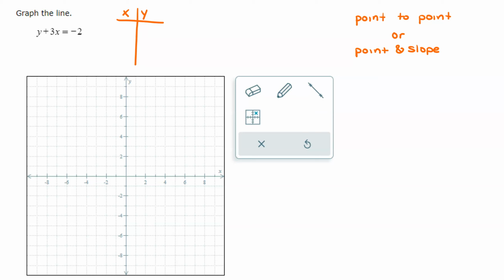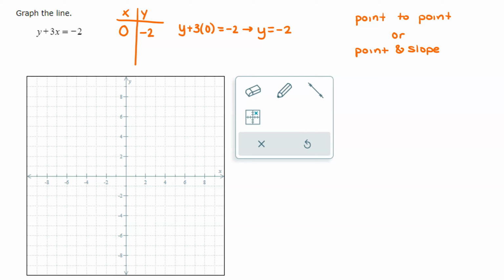So for example, if I pick x equals 0, then I have y plus 3 times 0 equals -2. So y plus 0, which is just y, equals -2, and (0, -2) will be one of the points on the graph. Now you can, again, pick any x you want. If you get a fraction, I'll show you how to graph that too.